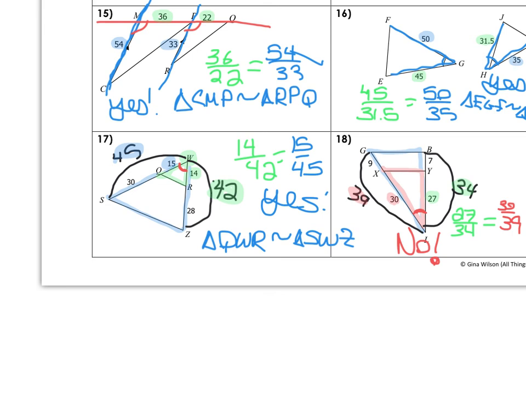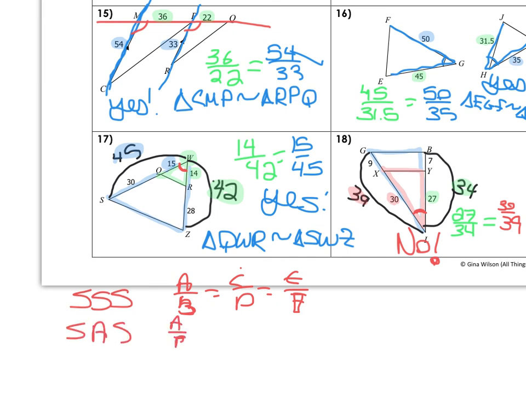And here's the biggest thing of it all. Do not take a picture of that and put it in Google Classroom without work. All right, you must show your work. So for side-side-side, you need to have three comparisons. So AB compared to CD compared to EF. For side-angle-side, you need to have two comparisons to show that the scale factors work. For angle-angle, you just have to show me which two angles they have congruent. All right, guys, good luck.